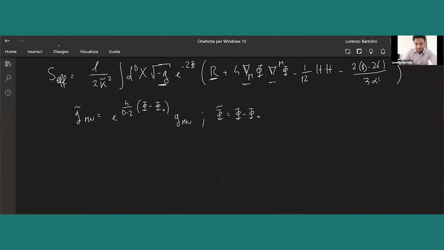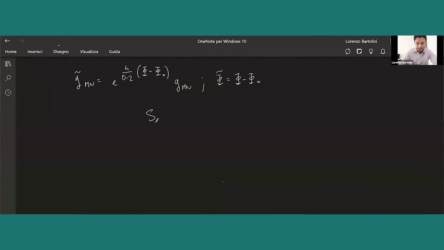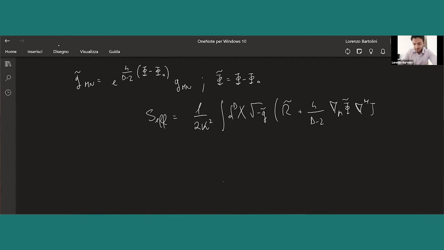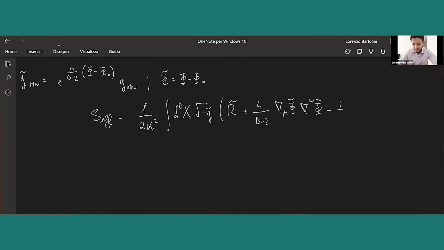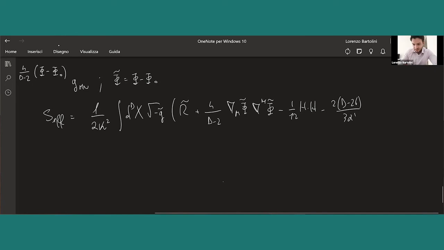And what we arrive at is the effective action: 1 over 2κ² integral d^D x square root of minus g tilde, R tilde plus 4 over D minus 2, and all the fields that we are interested in as before, minus 1/12 H·H, minus 2(D minus 26) over 3α′. And here we have an additional factor of e to the 4/(D−2) φ tilde.